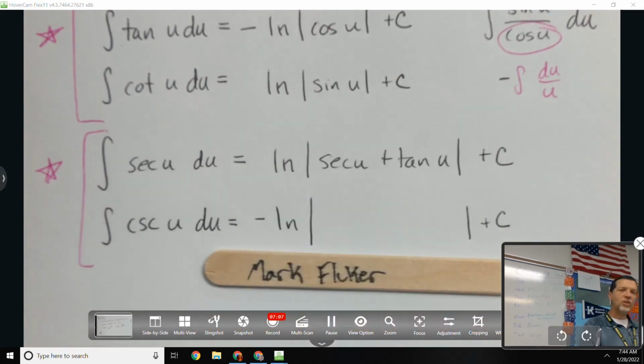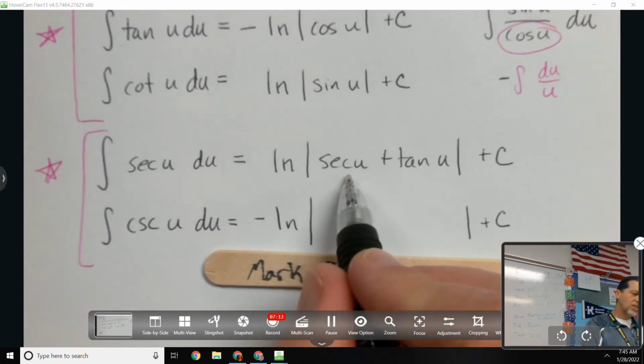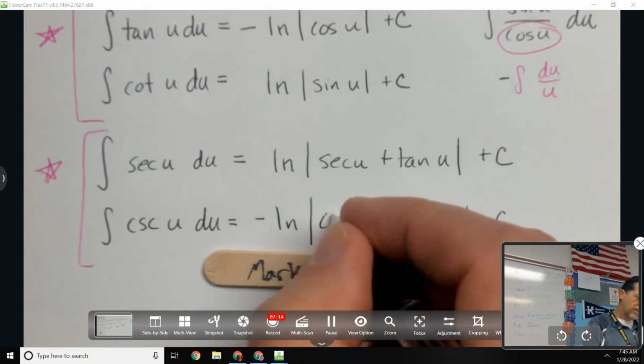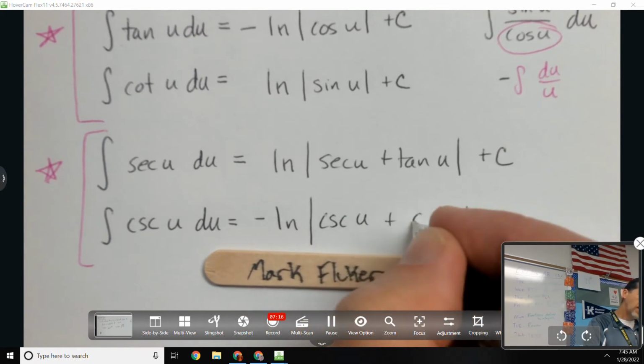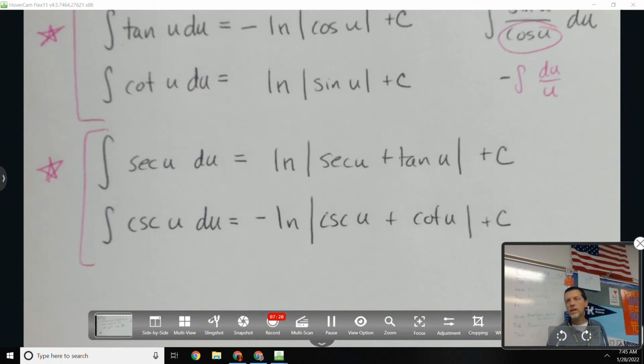Change whether it has a co or not. Is it cosecant and cotangent? Yep. So again, if you add a co, then you change all the co's to not co's, or not co's to co's, and you put a negative on there.